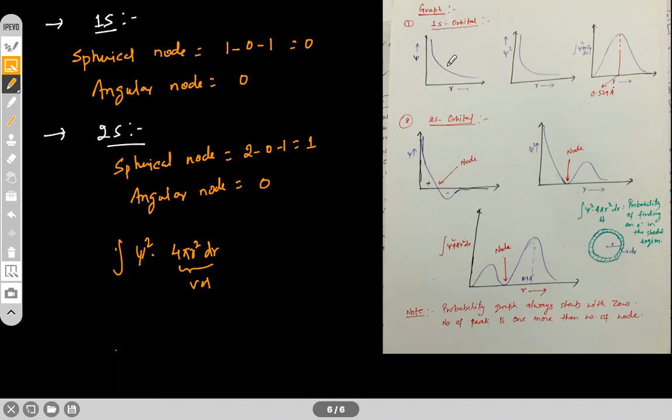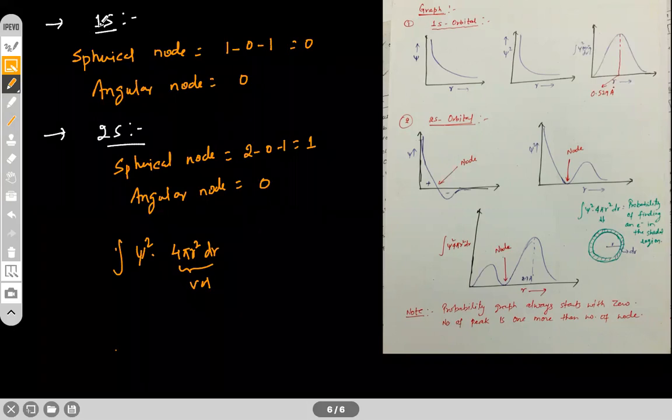So the psi r graph goes like this. The psi square r graph, a steeper curve, goes like this. And the probability versus r graph goes up, has a maximum probability, and then comes down. But remember, this graph won't touch the x-axis, otherwise the probability becomes 0, which is not the case for the 1s orbital. Did you understand the first three graphs?